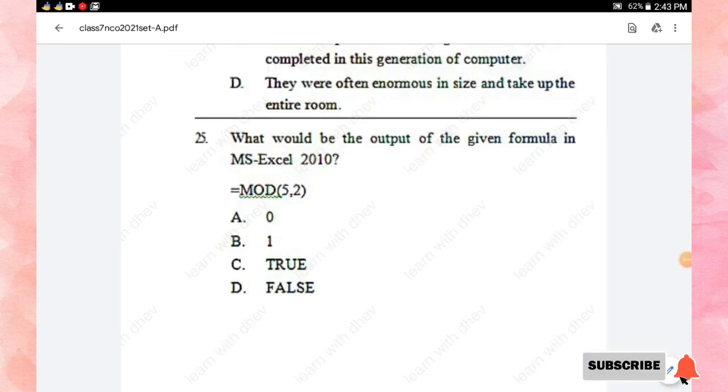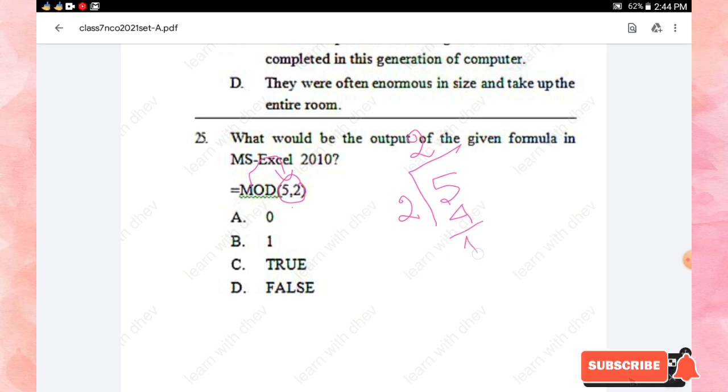Question number 25. What would be the output of the given formula in MS Excel 2010? Equal to, they have used the MOD function and two arguments are passed, that is 5, 2. So MOD 5, 2 means 5 is the dividend whereas 2 is the divisor. When you divide 5 by 2, 2 twos are 4 and the remainder is 1. So this is the quotient and this is the remainder. This MOD function returns the remainder after a number is divided by a divisor. So what would be the output? Yes, it's option B, 1 is the right answer.